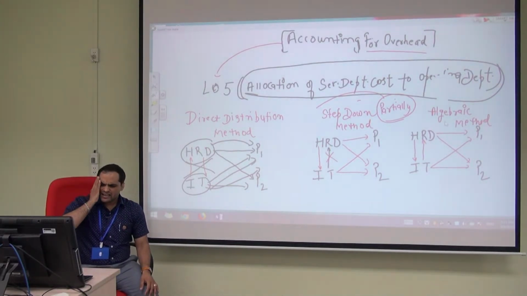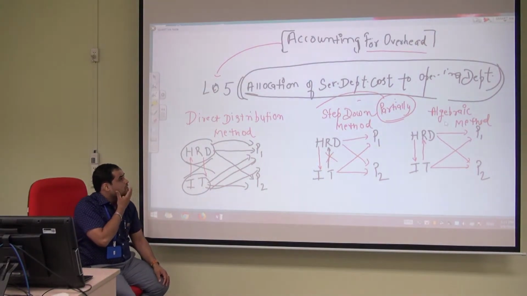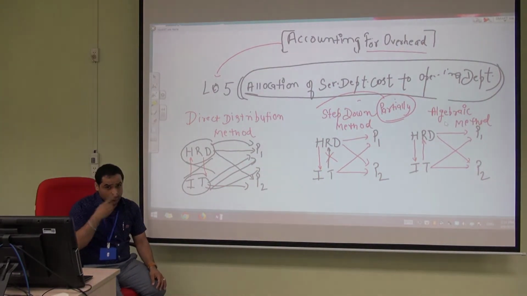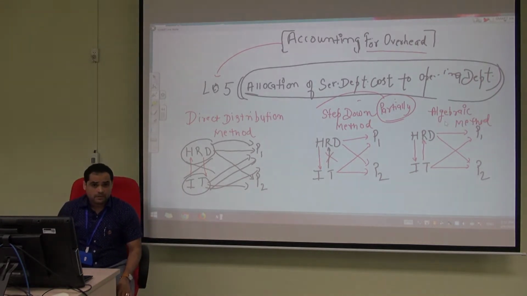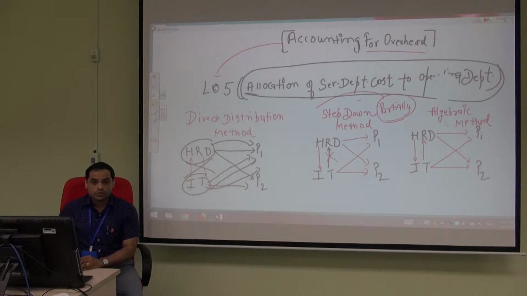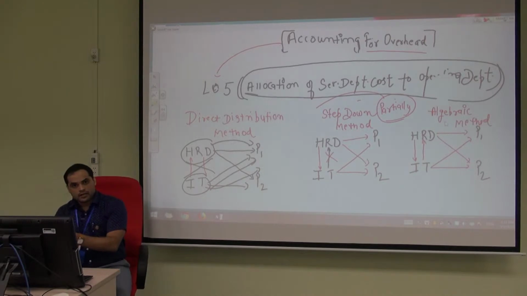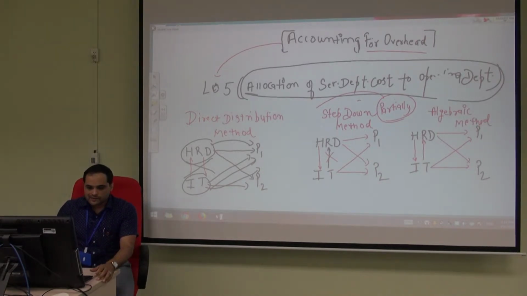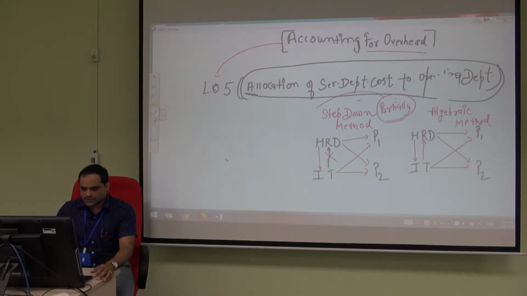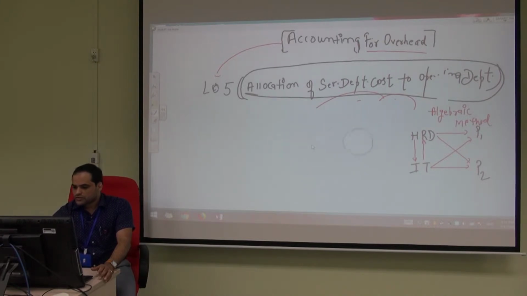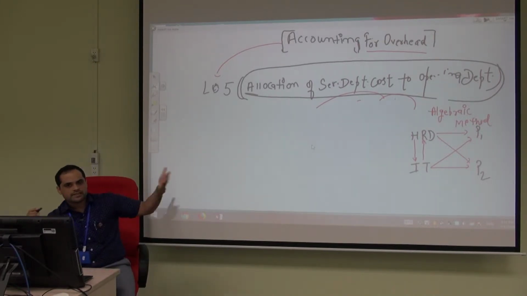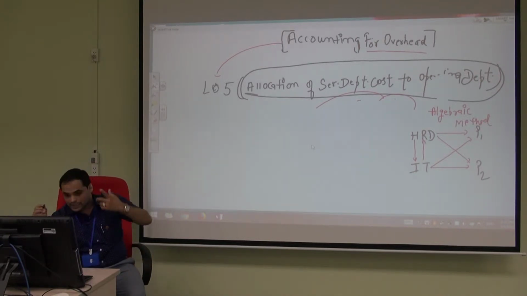You can see that among these three methods, direct distribution is much easier compared to step-down and algebraic. So the most complicated method is the algebraic method. I can give you one tip to solve the algebraic method situations. I can give you one example here. I use the same example that I gave in your lecture slides.